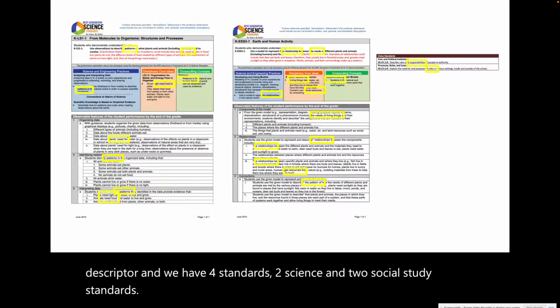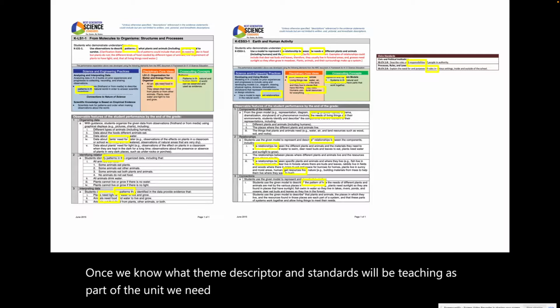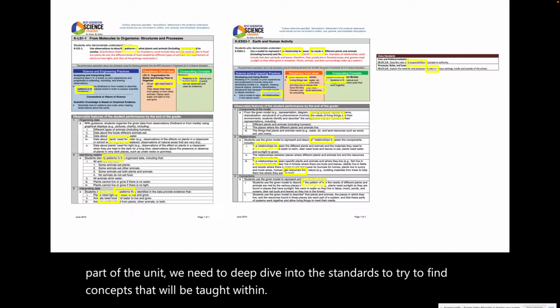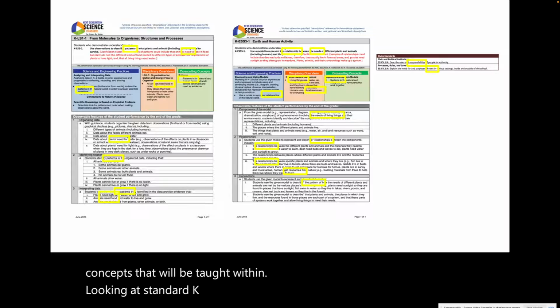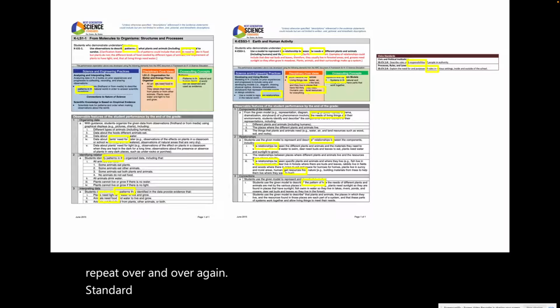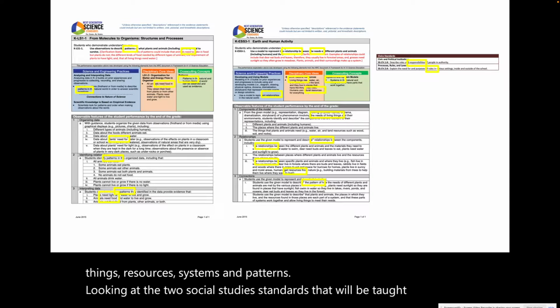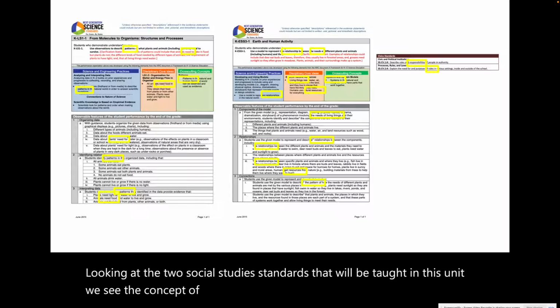Once we know what theme, descriptor, and standards we'll be teaching as part of the unit, we need to deep dive into the standards to try to find concepts that will be taught within. Looking at standard K-LS1-1, we see the concepts of patterns and needs repeat over and over again. Standard K-ESS3-1 includes the concepts of relationships, needs, living things, resources, systems, and patterns. Looking at the 2 social studies standards that will be taught in this unit, we see the concept of responsibilities and the concept of rules.